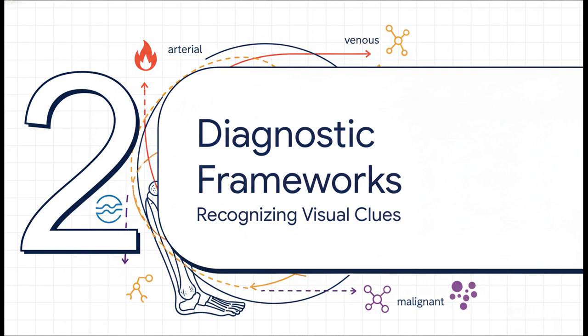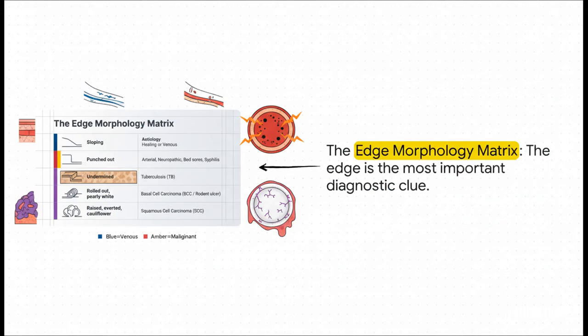So now that we know why this is so important, let's get into the specifics. Before you can master how to do the examination, you first need to understand what you're looking for. This part is all about recognizing those key visual clues. Now, I want you to listen very carefully. The single most important diagnostic clue in any ulcer is its edge.